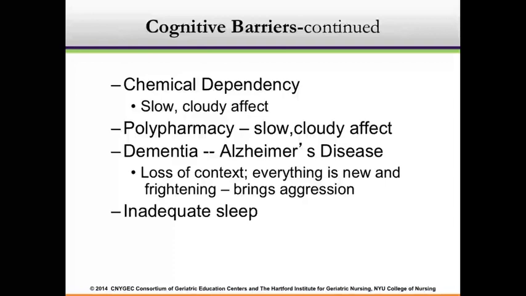Dementia, of course, and Alzheimer's disease in particular, is a terrible cognitive disease. It is tragic. And what's really tragic about it is that older adults, if they have this disease, lose a sense of context. Now, everybody forgets where they leave their keys. That's not what's going on here. If you have loss of short-term memory, you lose context.